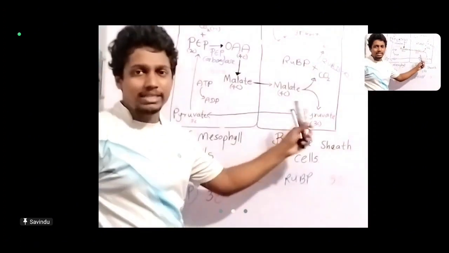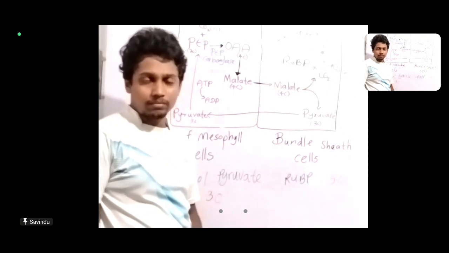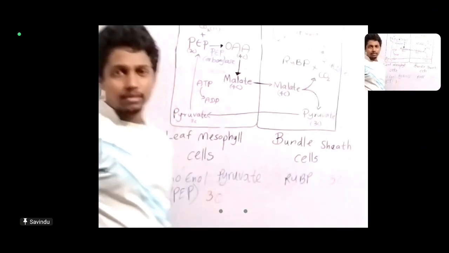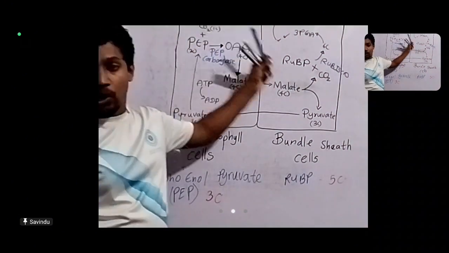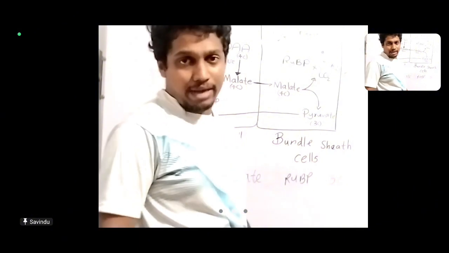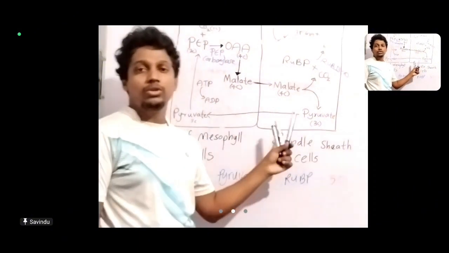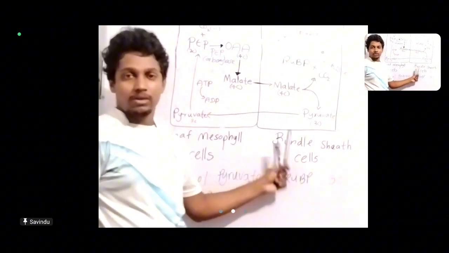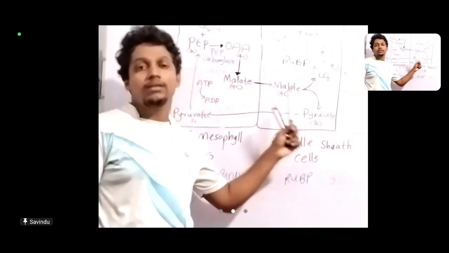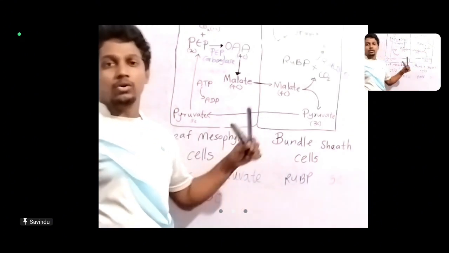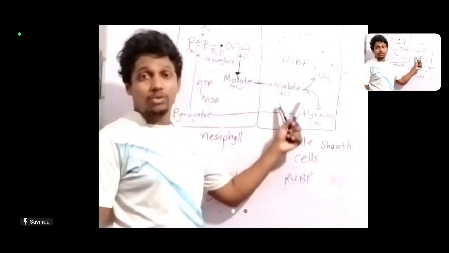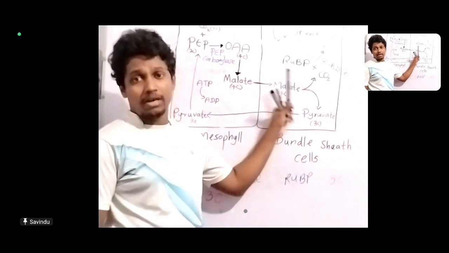Oxygen is synthesized in the light reaction. These bundle sheath cells are adapted to eliminate the effect of light reaction. So light reaction would not happen in bundle sheath cells. When light reaction does not happen, there is no oxygen. There is little, but not a significant amount.